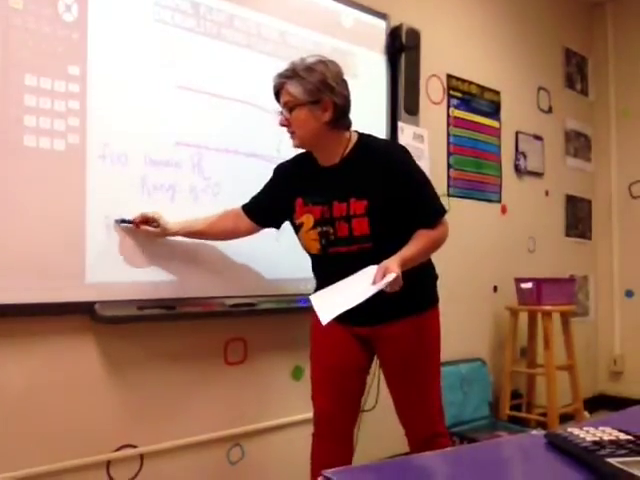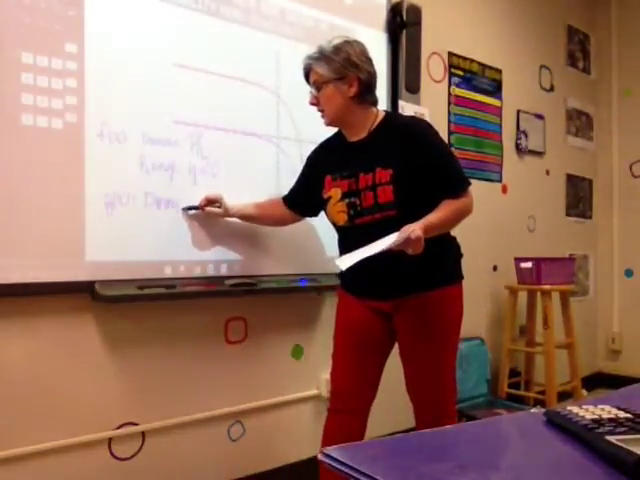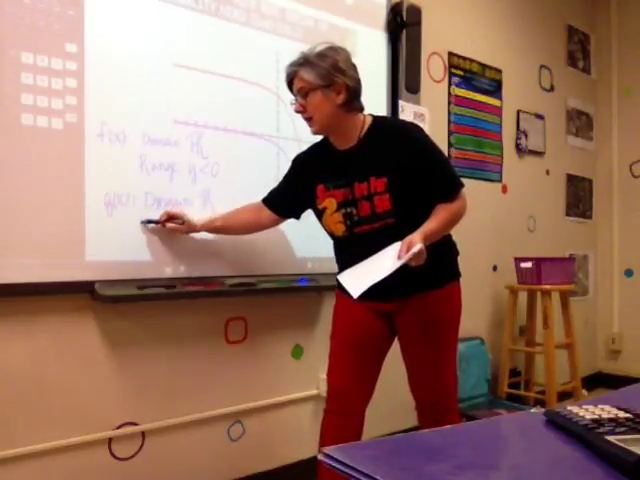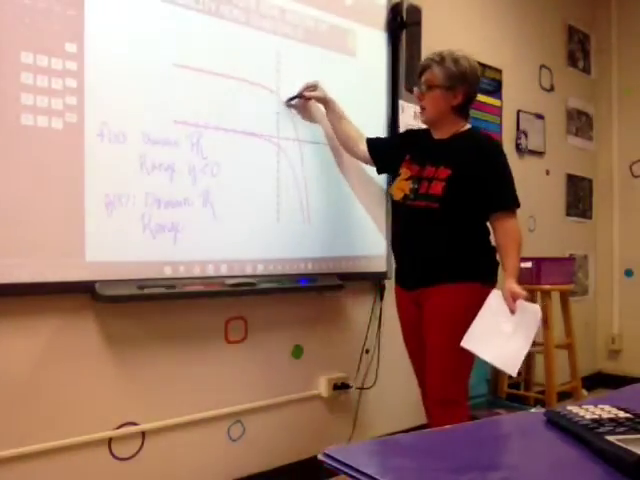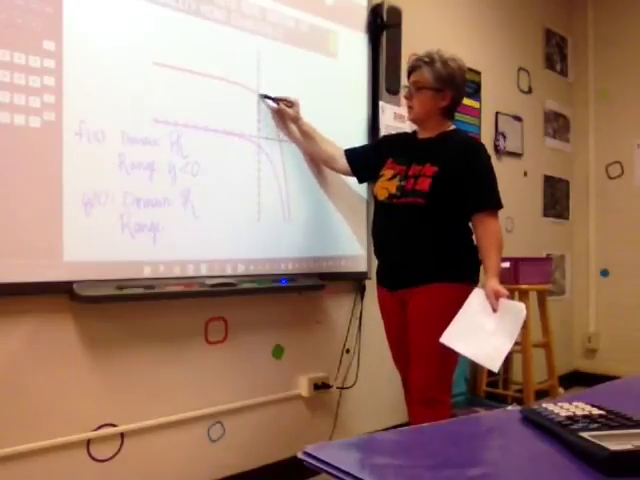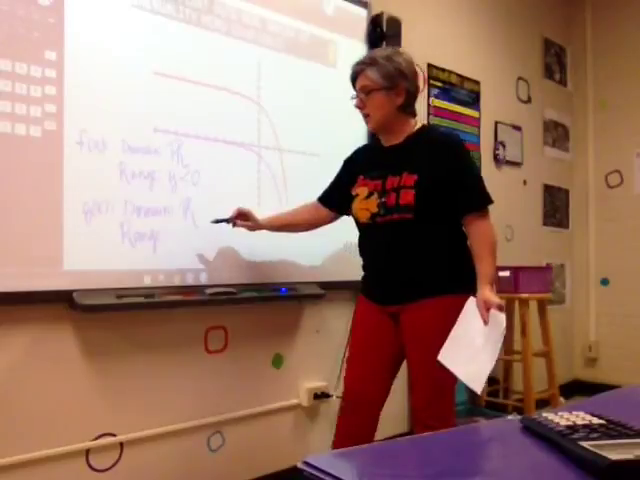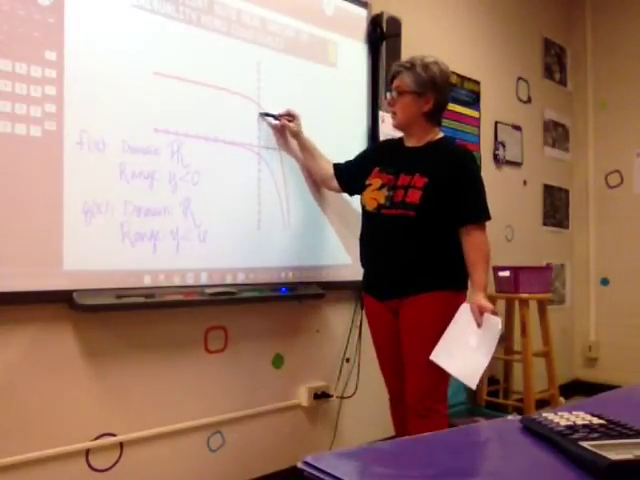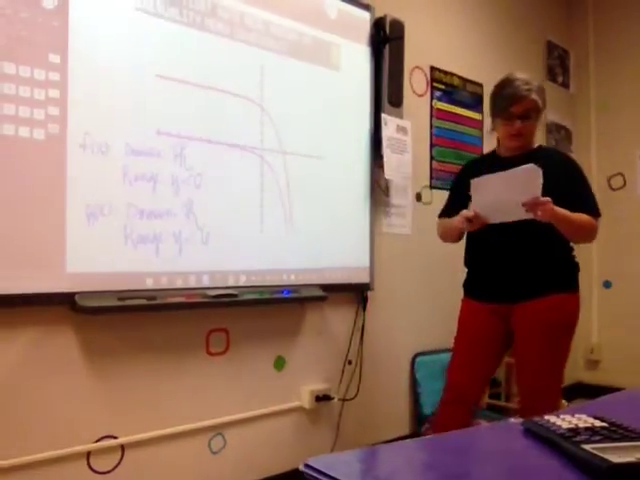For g of x, the domain is, again, all real numbers. You can plug in anything you want to for x. And the range, the y values. What are the y values for the red one? Y is less than 6. 1, 2, 3, 4, 5, 6. Y is less than 6 is our range on that one.